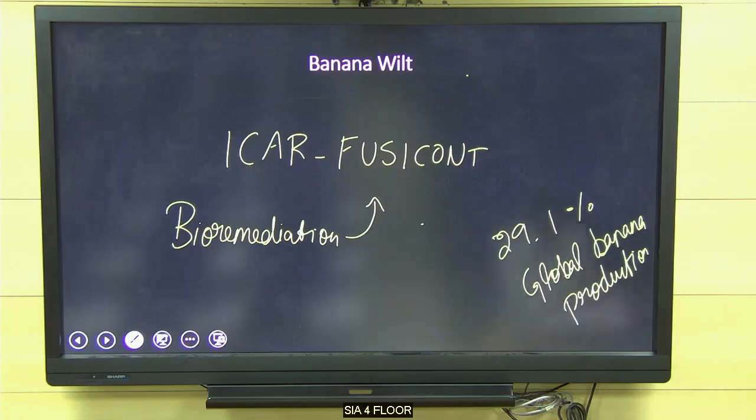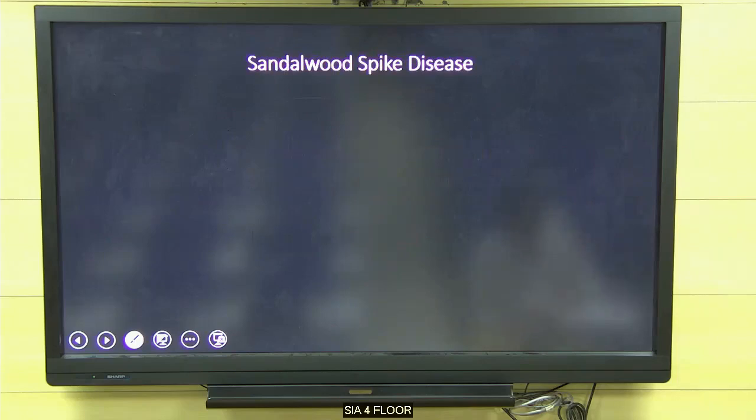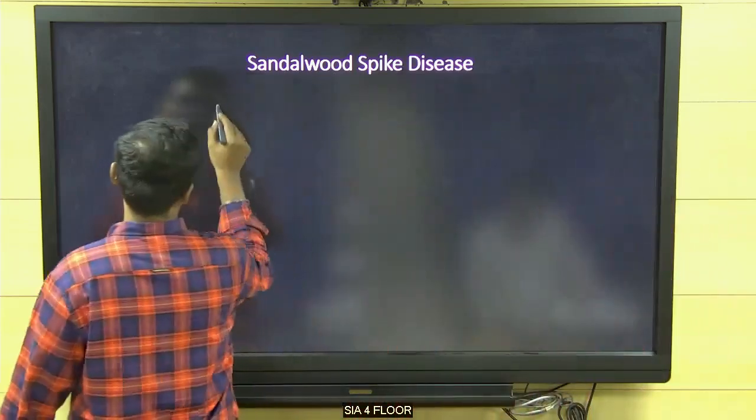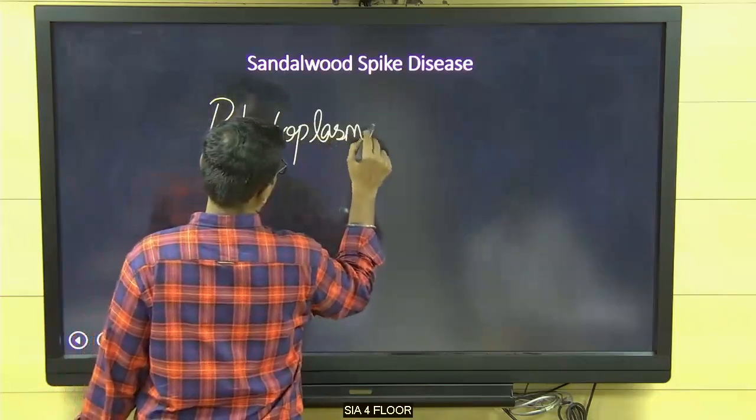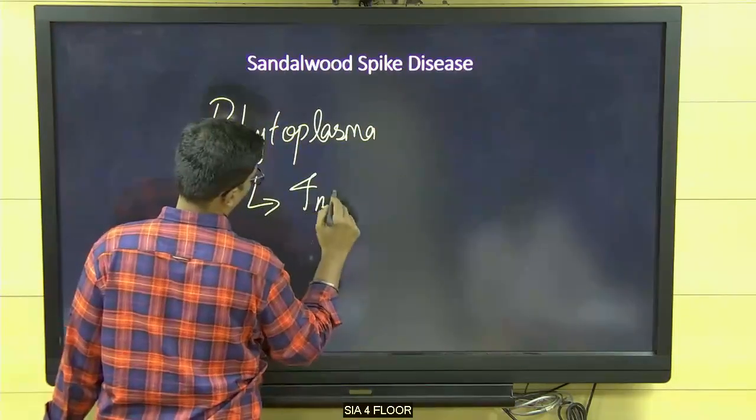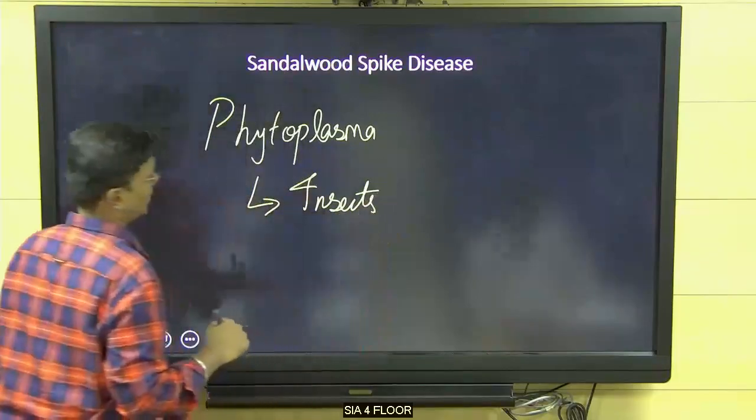Next thing, we're going to talk about SST, that is sandalwood spike disease. Okay, so it's caused by phytoplasma, and the main carrier is insects. Insects carry these phytoplasma and they affect the sandalwood.